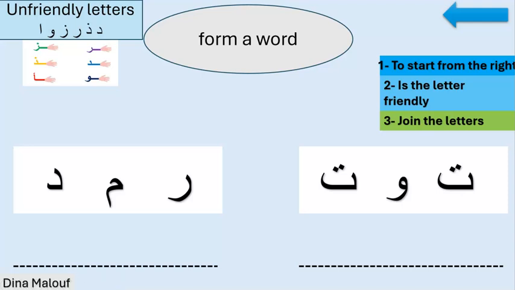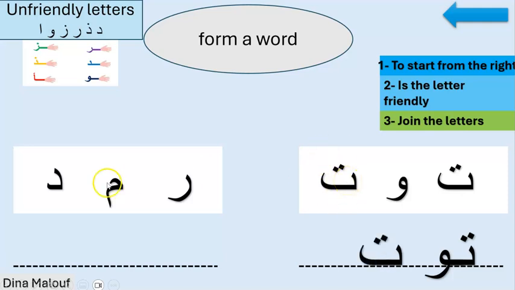Now let's do it together. If I follow the steps, step number 1, start from the right. This is a friendly letter because it's not here. We cut the line to make it the forming shape. We connect it with the next letter. The next letter is not friendly, so we don't connect it with the last one, and the last one stays big as it is.